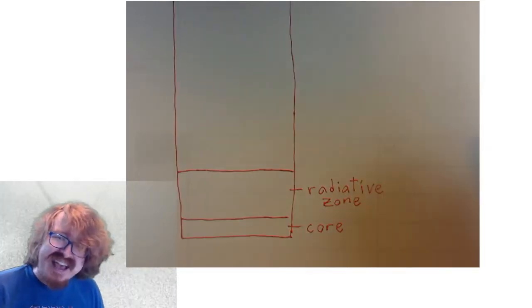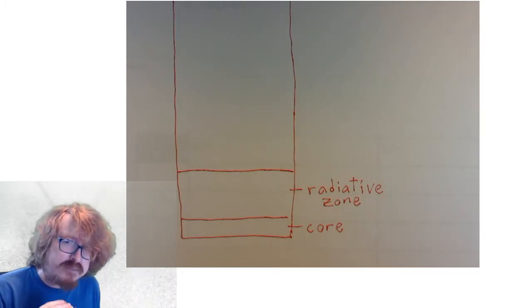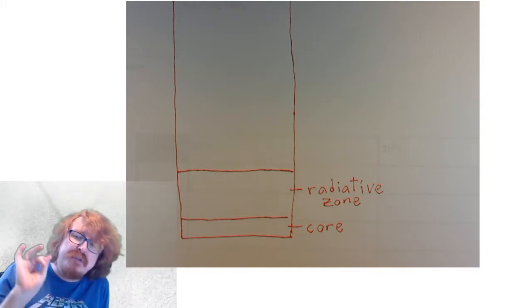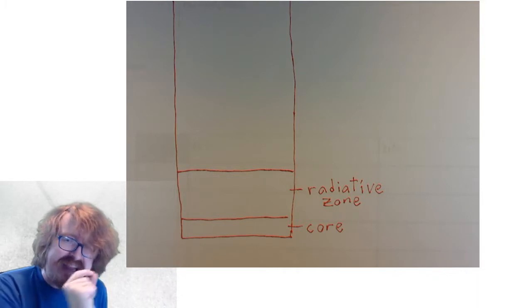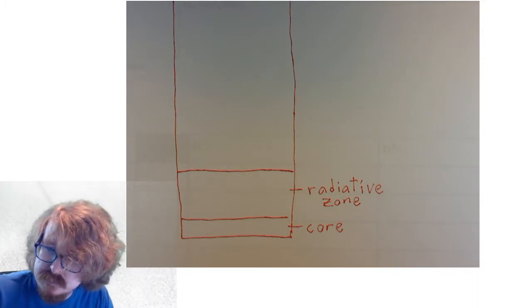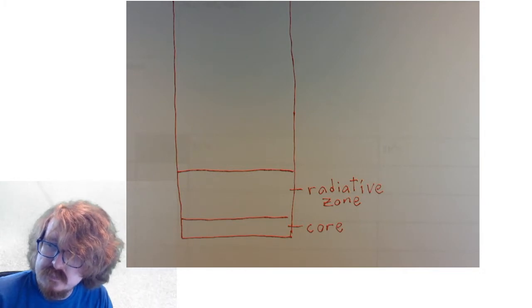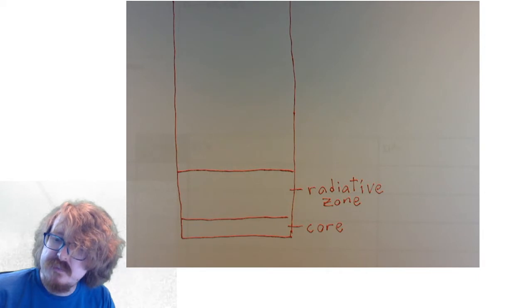Now, that said, it's still extremely hot and extremely dense, so all of the atoms here are ions, okay? They're missing which part? Which part of the atom is missing here in these ions in the radiative zone? Yes. The electrons. It's missing the electrons.